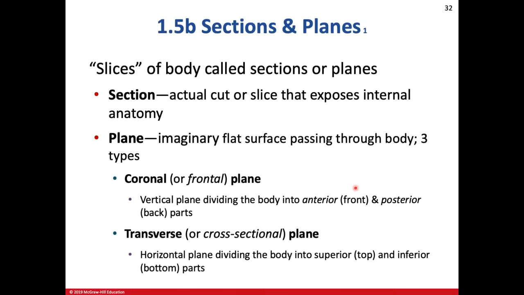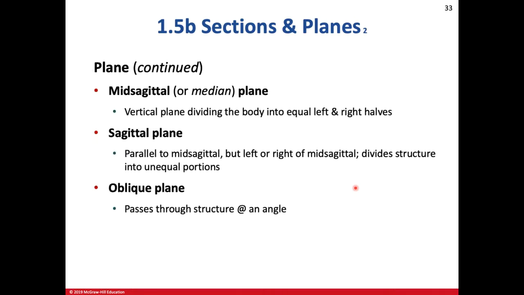Slices of the body, which are sections or planes, allow us to visualize internal structures or to locate internal structures relative to each other. Examples include the coronal plane, which cuts you into a front and back half, a transverse plane, which cuts you into a top and bottom half, a mid-sagittal plane, which cuts you into an equal left and right half, and a parasagittal plane, here called a sagittal plane, which cuts you into unequal left and right halves, and then oblique planes, which can pass through the body at an angle of any of those others.